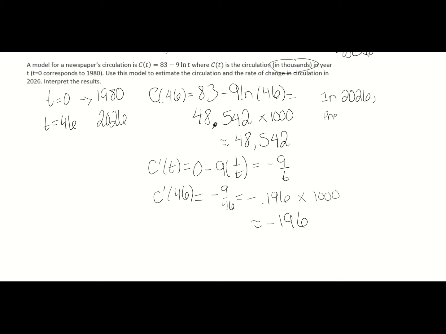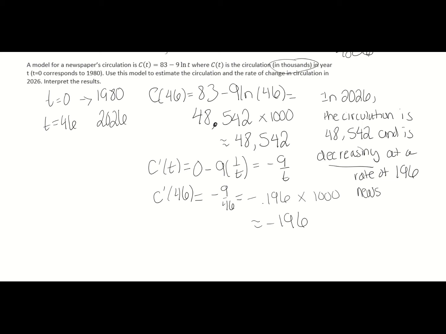So to interpret our results, in 2026, the circulation is 48,542 and is decreasing, because the rate is negative, at a rate of 196 newspapers. Okay, so they're not doing too good, maybe the internet, right? So they're having a decreasing rate in their circulation here. So here are two different application problems.